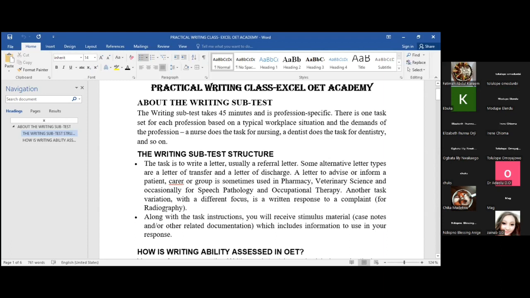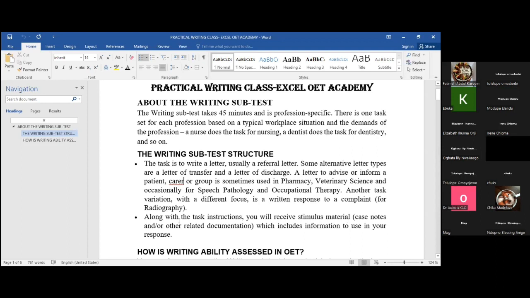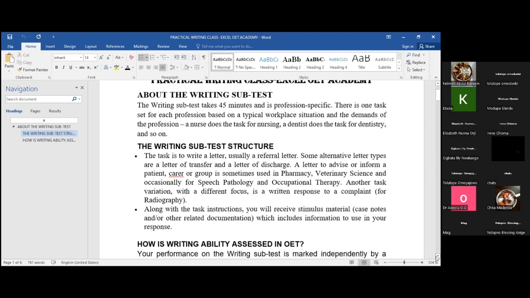Along with the instructions, you receive stimulus material, case notes. So in the exam, they'll give you a case note, and it includes all the information that you need for the exam. You're given 5 minutes to read the case note and then 40 minutes to write the letter. So in total, you're having 45 minutes, as it's written up here. But 5 minutes out of the 45 minutes is for reading and then 40 minutes for writing.